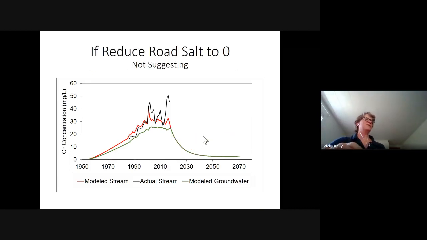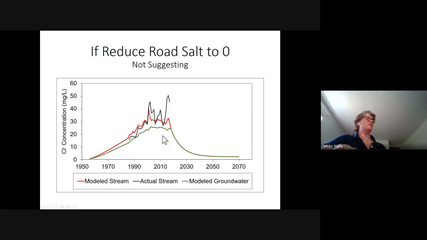So one of the things we did just as an exercise was we said, what if we decrease the amount of salt we use to zero? We're not suggesting that we try to do that, but we just did this to see what would happen. And what you see is that, in fact, the concentrations decline to basically background levels. But again, it takes a couple of decades for that to happen. So that is illustrating what we call the legacy effect.